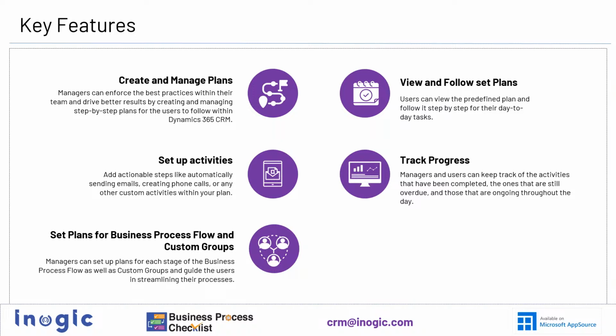One of the key advantages of using the business process checklist is that it allows you to set up various activities and actionable items. This includes automating tasks such as sending emails, creating phone calls, or even integrating your custom activities to suit your unique business needs. Once the plans and activities are in place, users can easily access and follow the predefined plan step by step, making their day-to-day tasks more structured and efficient.